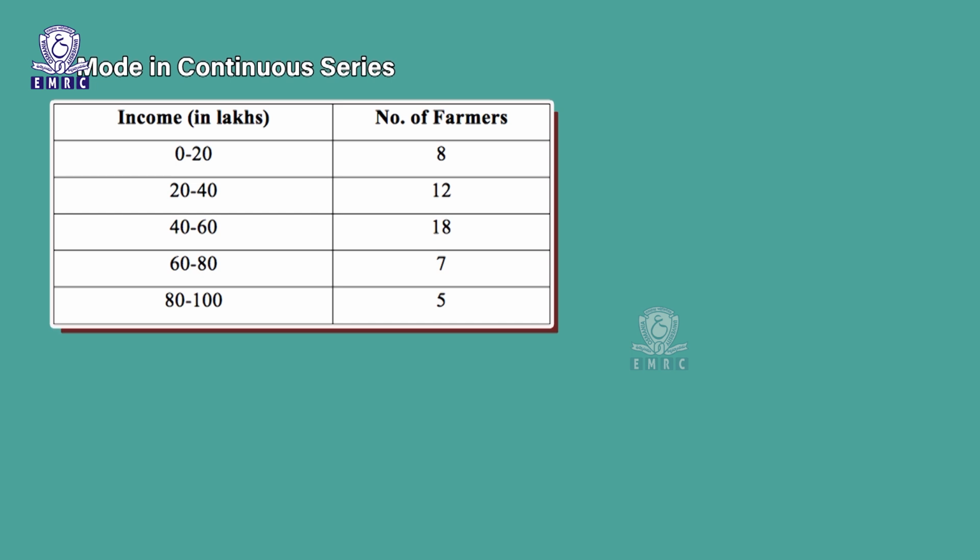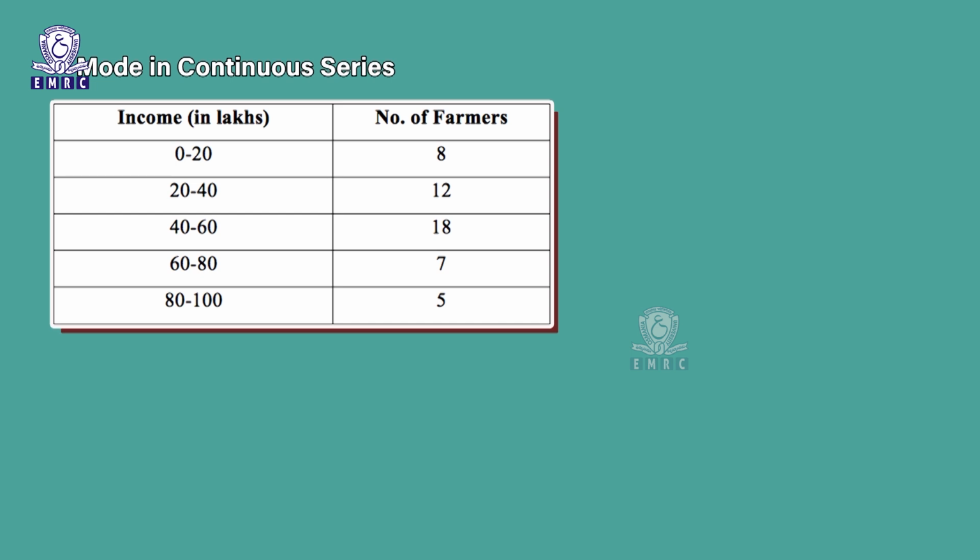There are 8 farmers whose income is between 0 to 20 lakhs. There are 12 farmers whose income is between 20 to 40 lakhs, 18 farmers whose income is between 40 to 60 lakhs, and 7 farmers whose income is between 60 lakhs to 80 lakhs, and 5 farmers whose earnings are between 80 lakhs to 100 lakhs, that is nothing but 1 crore. Our duty is to find the solution, nothing but the modal value.